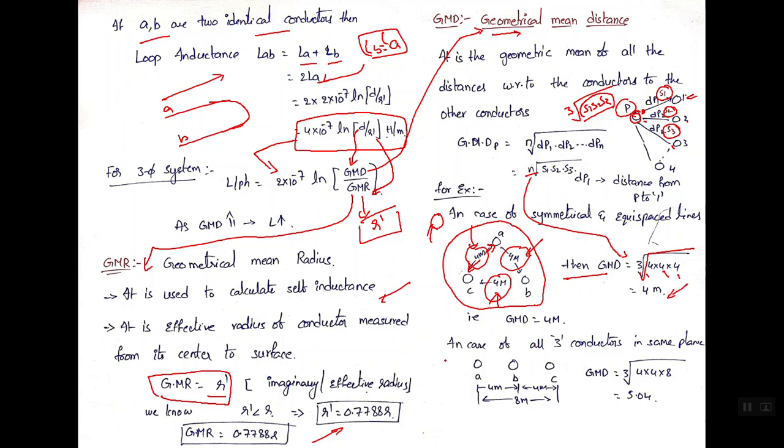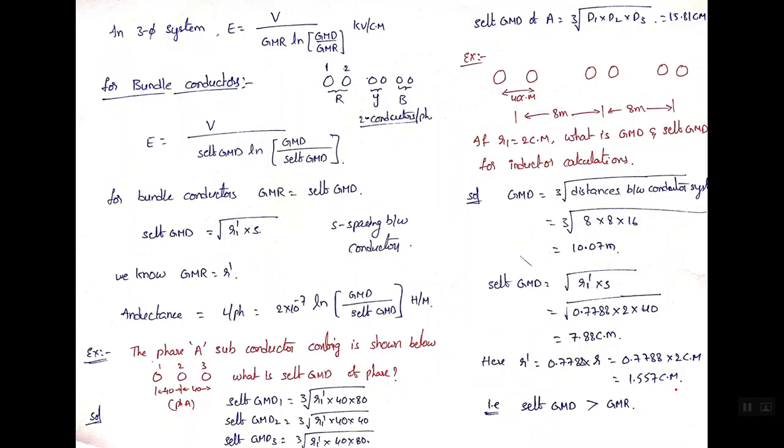But in case of all the 3 conductors in the same plane like this, then what is the spacing? Here 4, here 4, and from A to C, here it is 8. So we have to take the cube root of the distance between A and B, that is 4, the distance between B and C, that is 4, and the distance between A and C, that is 8. So we have to take like this. Okay, in that way we have to calculate.